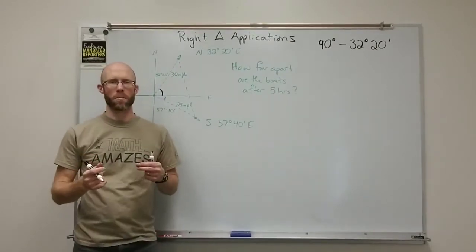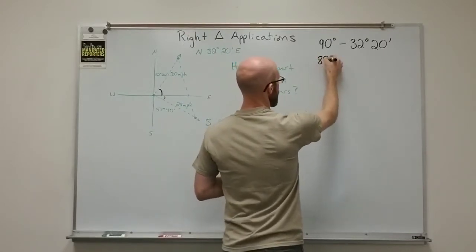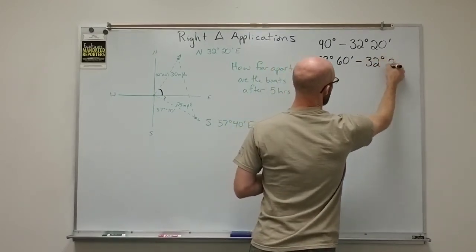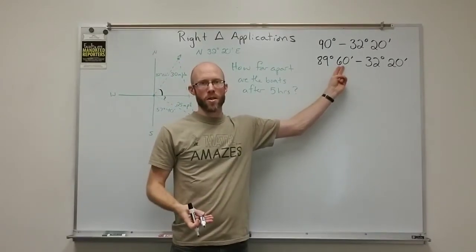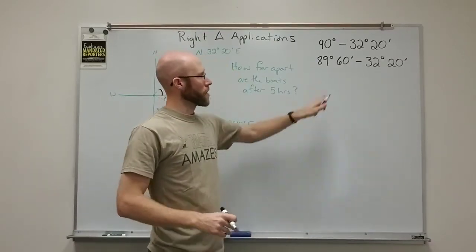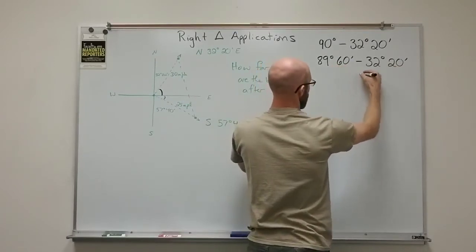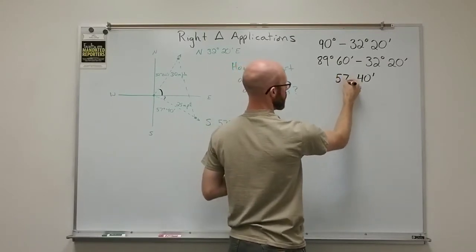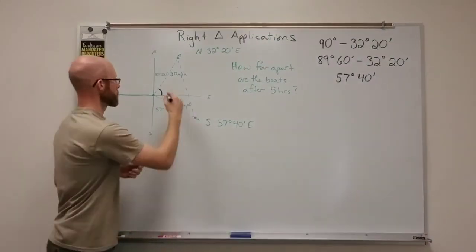Now we're going to do a little borrowing, because 90 degrees is really 90 degrees 0 minutes. And so I'm going to rewrite that as 89 degrees 60 minutes. Okay, so remember that 60 minutes is really 1 degree. So 89 degrees 60 minutes is the same as 90 degrees. But now I have enough to do the subtraction. So if I subtract my minutes, I'm going to get 40 minutes. And if I subtract the degrees, I'm going to get 57. Okay? So 57 degrees 40 minutes is my angle up here.